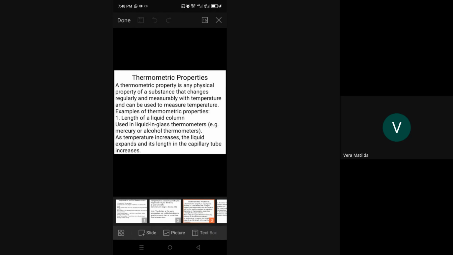A thermometric property is any physical property of a substance that changes regularly and measurably with temperature. Okay. Examples of thermometric properties, you have length of a liquid column. There are certain liquids that are thermometric in nature. For example, mercury. Mercury is thermometric. The physical property of mercury can change if temperature is changing. The same thing with alcohol. They can expand. That's why they are used in clinical thermometers.